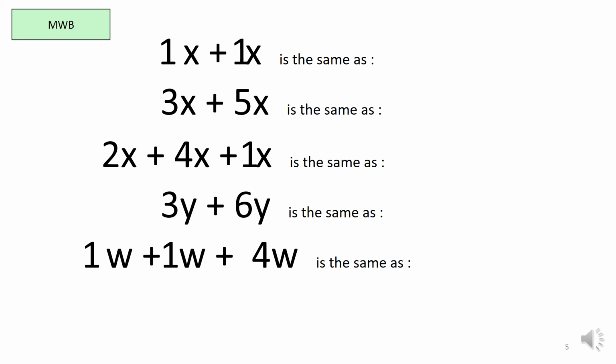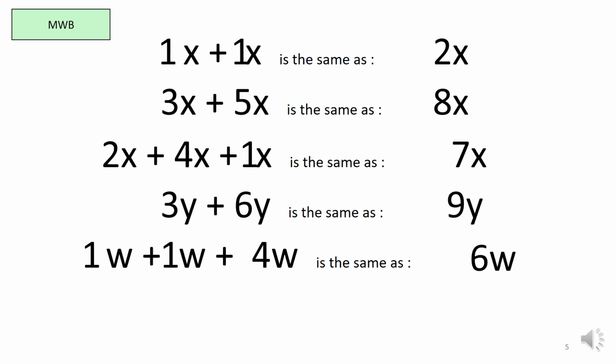So 1x add 1x is the same thing as x add x, isn't it? 1x add 1x, therefore, will give us 2 lots of x. 3 lots of x add 5 lots of x will give us 8 lots of x. 2x add 4x, that's 6x. Add another x, it's going to be 7x, okay? 3y add 6y is going to be 9y. And then w, 1w add 1w is 2w. Add another 4w will give you 6w.